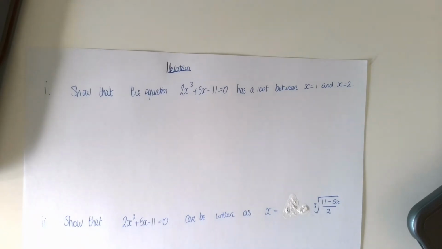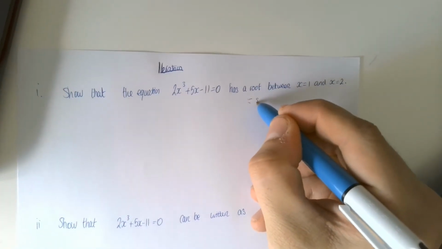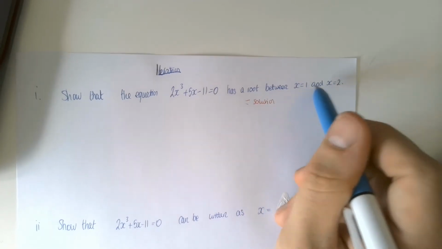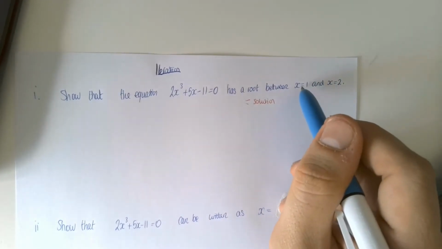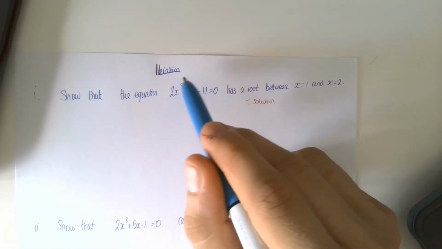So show that the equation 2x cubed plus 5x minus 11 equals 0 has a root between x is 1 and x is 2. Now just remember, root just means a solution. So you need to show that there is some value of x, don't know what it is, between 1 and 2 where this is equal to 0.